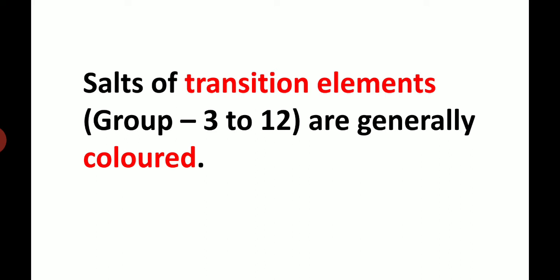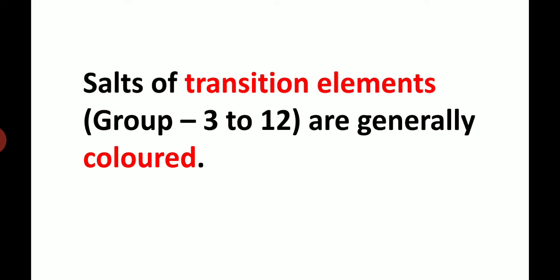Now, in this chapter, in analytical chemistry, we will deal with those elements which are colored, and we will also know about those elements which are not colored. Now, salts of transition elements. In my video on the periodic table, I have told you about transition elements. Transition elements means those elements which belong to group 3 to 12. The elements present in the periodic table from group 3 to 12 are transition elements.